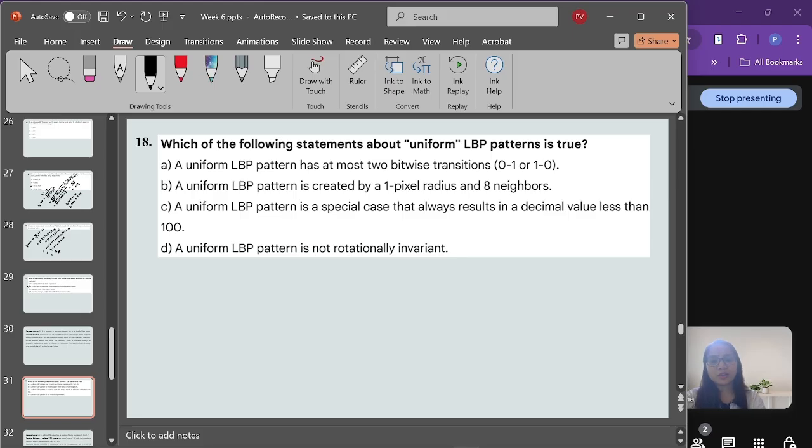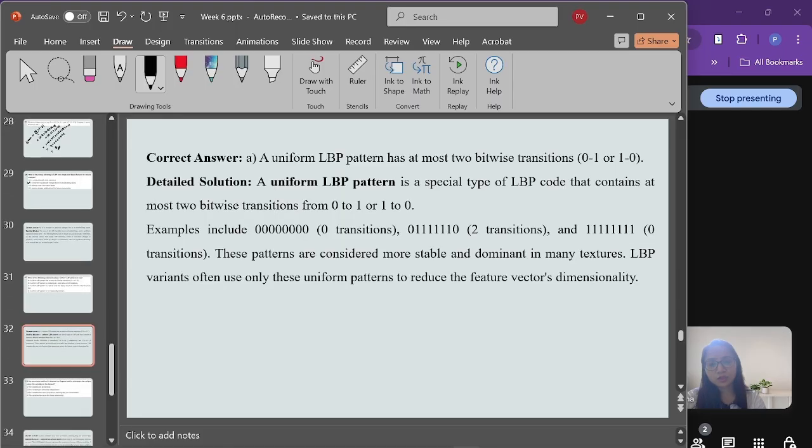Option C: a uniform LBP pattern is a special case that always results in a decimal value less than 100. Or option D: a uniform LBP pattern is not rotationally invariant. So let's see the detailed solution. Option A is the correct answer.